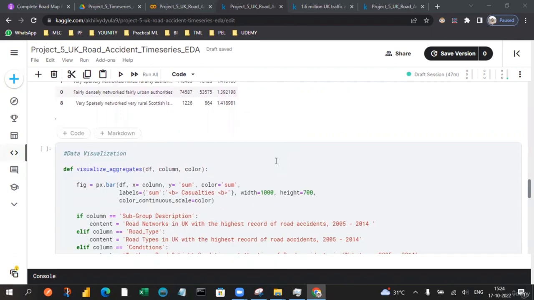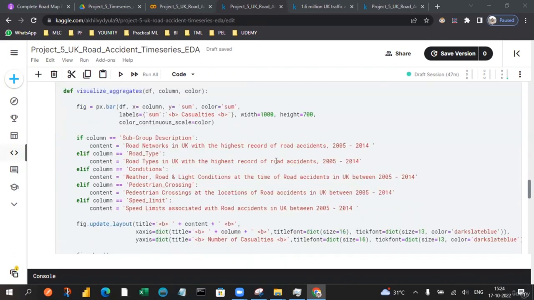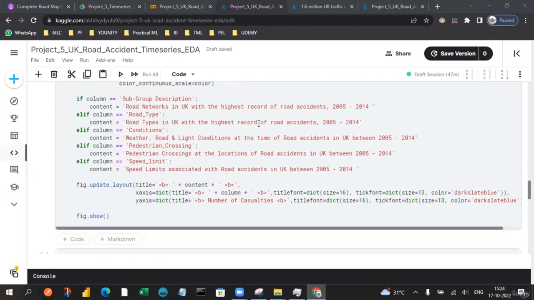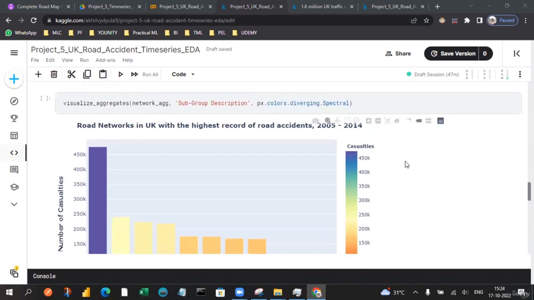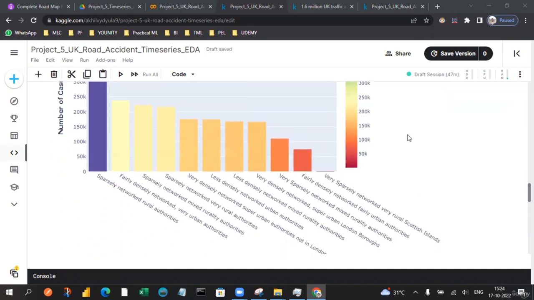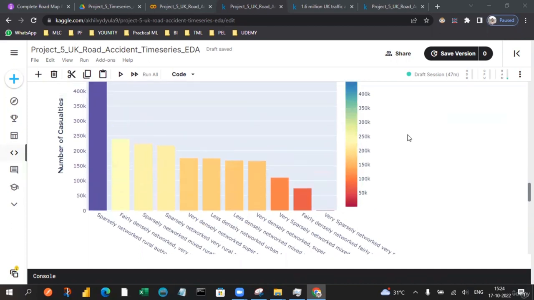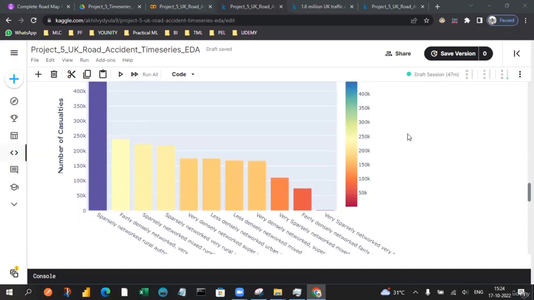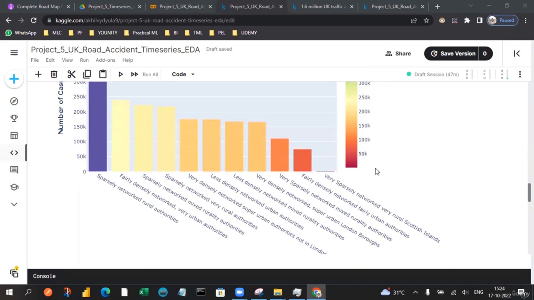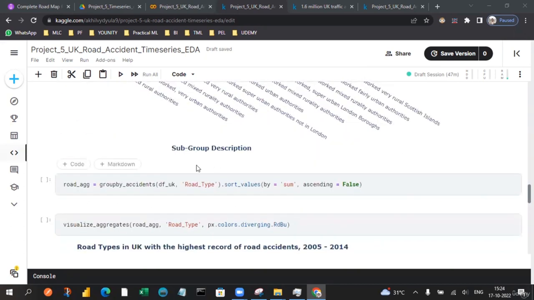Along with that, we can also do some visualization with the subgroup description and the road networks across the UK, looking at the highest records. I'm going to plot bar plots that tell us about the different authorities and the number of casualties. The number of casualties is very high in the sparsely networked rural authorities and very low for the very sparsely networked, very rural Scottish Islands.